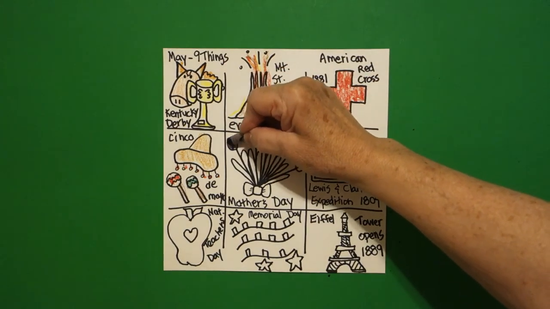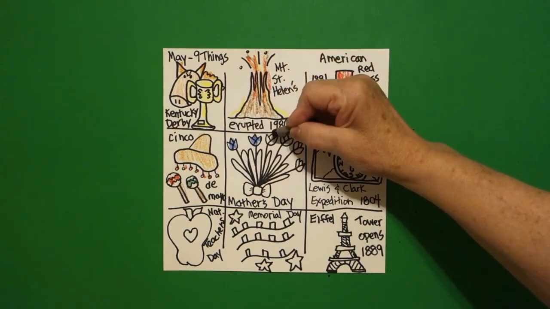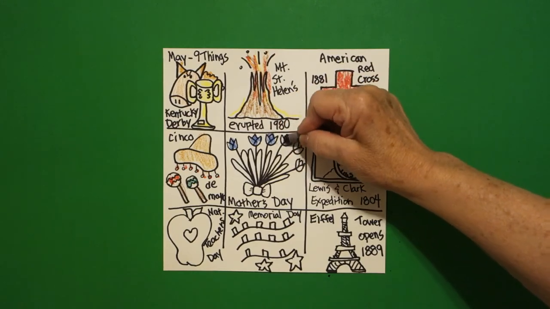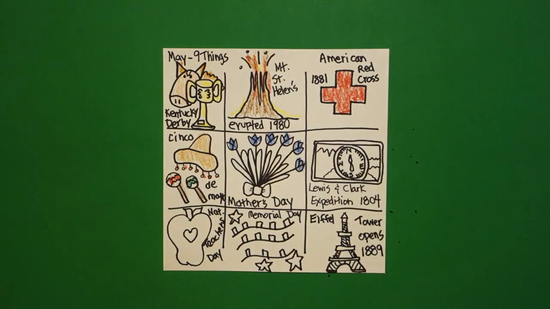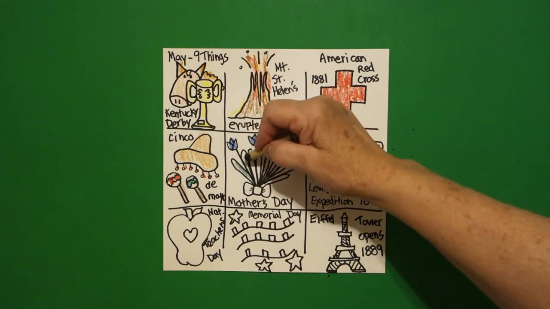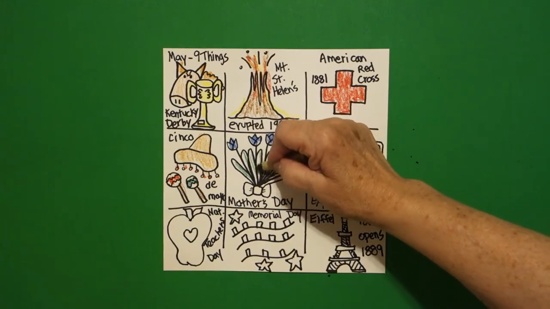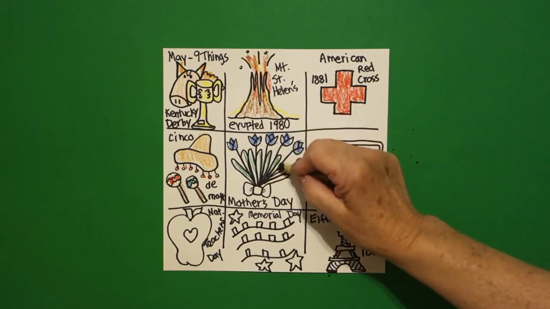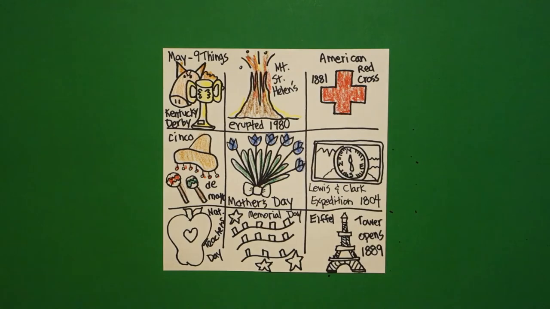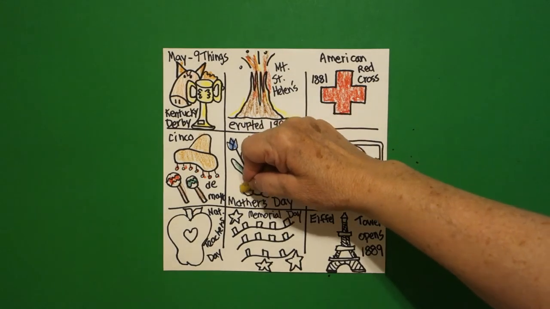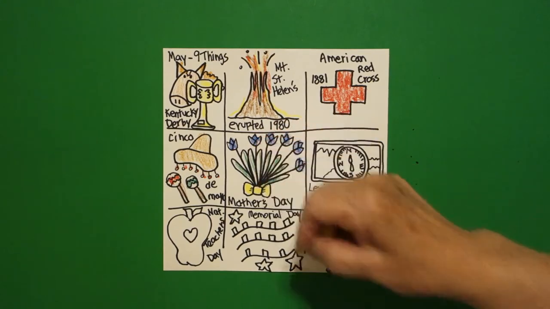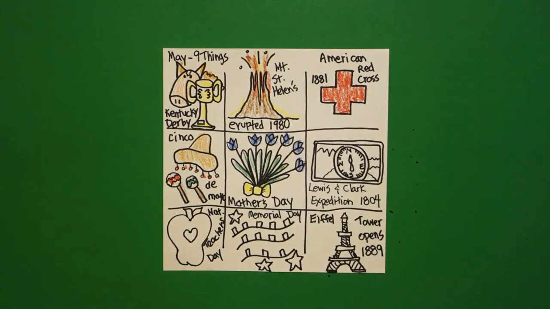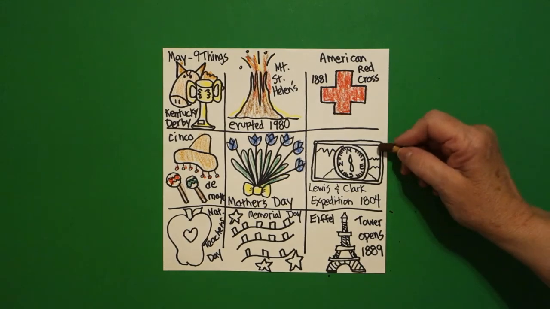Mother's Day. You can do your flowers any color you want. I did mine blue. It's up to you. Whatever, whatever. Put some green for my leaves. And a yellow bow. You know, now that I think about it, most of these you can color just about any way you want. The only thing I would keep for sure is my American Red Cross.